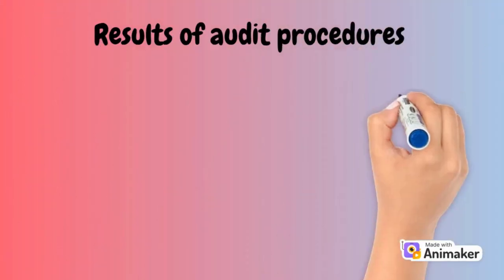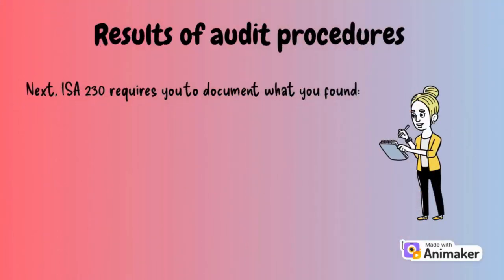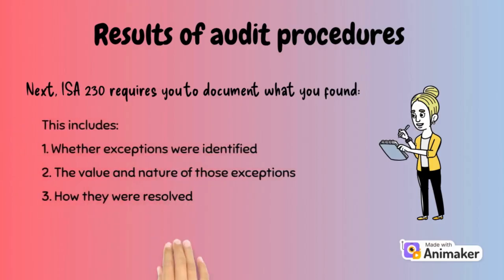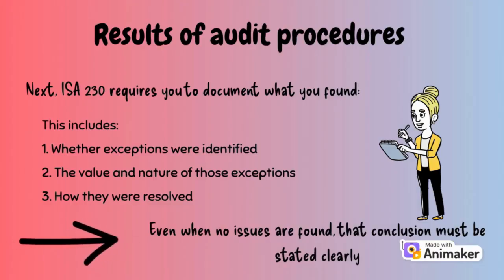Next, ISA 230 requires you to document what you found. This includes whether exceptions were identified, the value and nature of those exceptions, and how they were resolved. Remember, even when no issues are found, that conclusion must be stated clearly. Silence creates doubt. Clarity creates confidence.